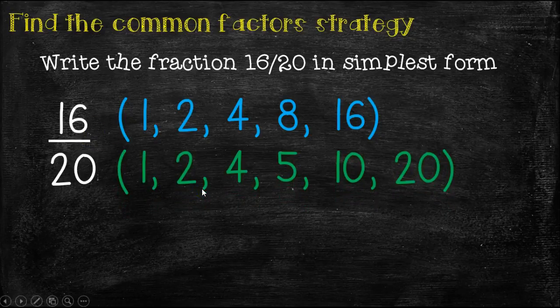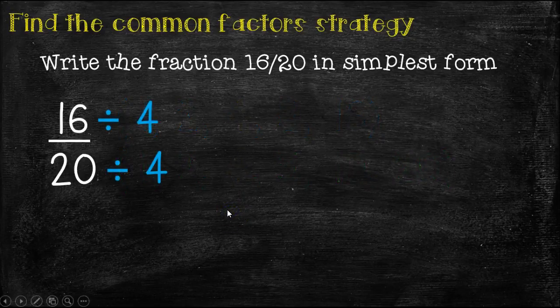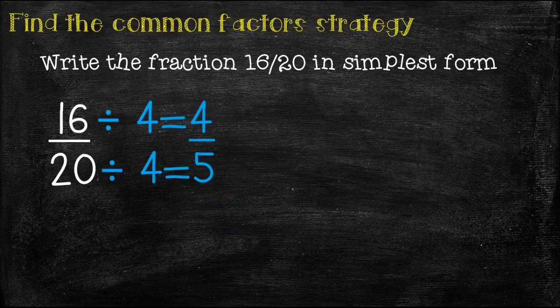So now we're going to come up with the factors for 20, and we found these by knowing we could multiply 1 by 20, 2 by 10, 4 by 5, 5 by 4, 10 by 2, or 20 by 1. So we know we have all of the factors for each of those numbers. So this strategy tells us we need to find what is the greatest, in other words, what is the highest factor that both the numerator and the denominator have in common. In this case, it would be 4. So then what we do is we divide both the numerator and the denominator by 4, and that gives us 4/5. So the simplest fraction for 16/20 is 4/5.